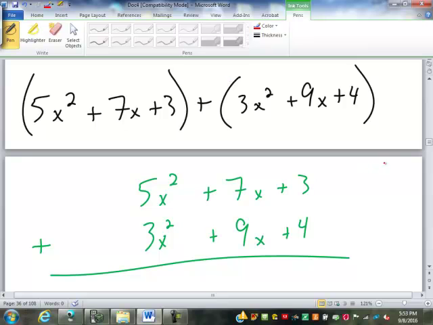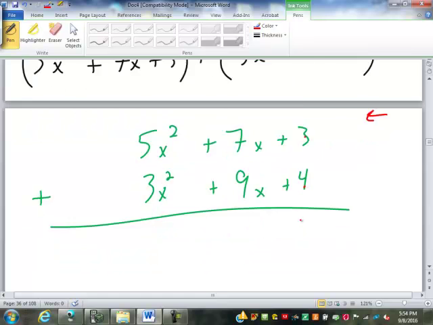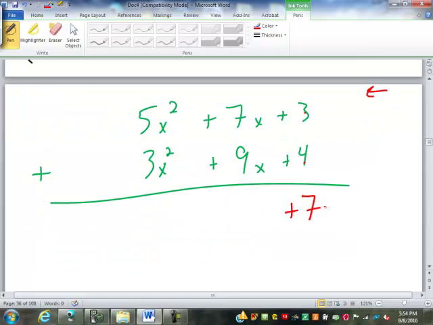Now, just to stay consistent, just like with whole numbers, I'll start at the right and work my way back to the left. 3 plus 4 is 7. So it's positive 7. 7x plus 9x, 16x. Now, here's one of our differences between algebraic numbers and whole numbers. In algebraic numbers, there's no carrying. We can have multiple digits there. We can have 16x there. We don't have to carry the 1. Then we go to the x squareds. 5x squared and 3x squared, 8x squared.